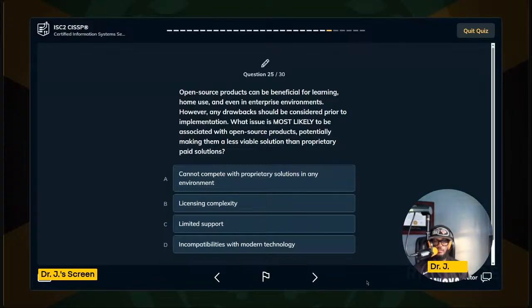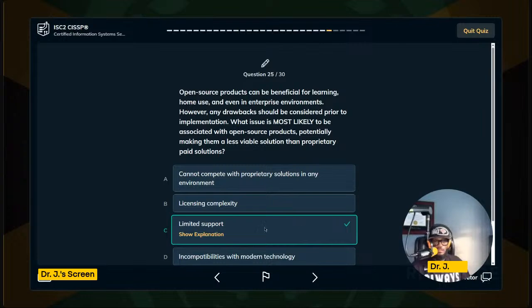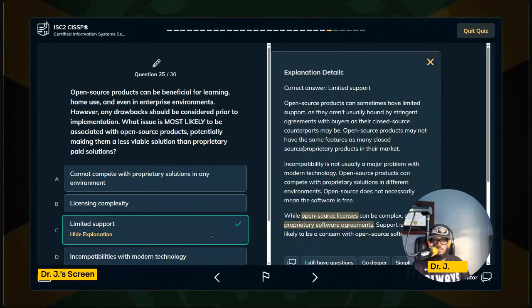I don't think alpha is true. Licensing complexity. Limited support. I mean, yeah, open source, there's not like an organization. There's not like a customer service number you can call if something goes wrong. Yeah, it's going to be limited support.